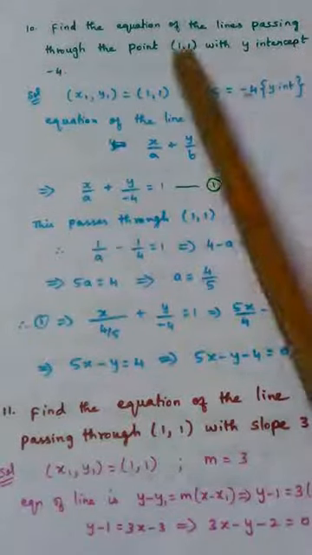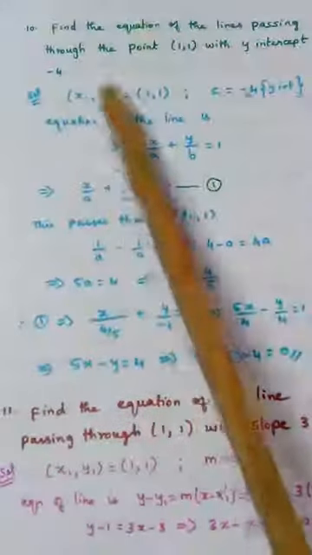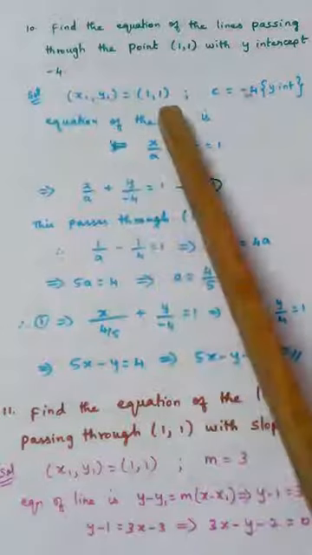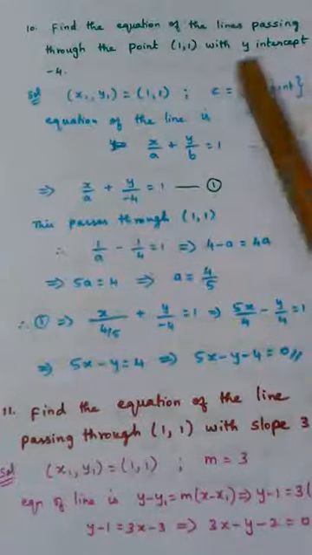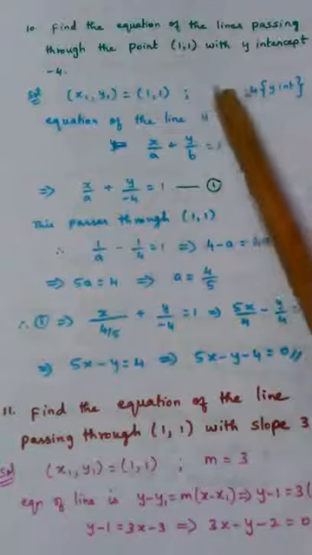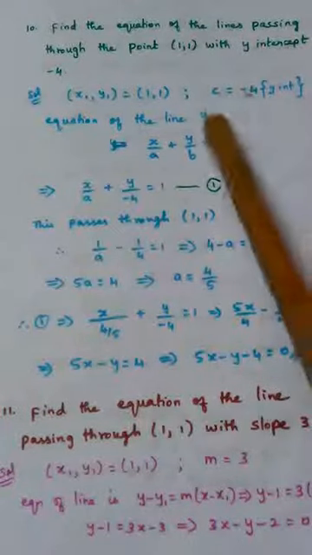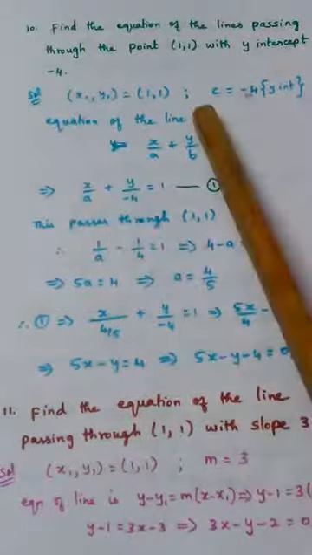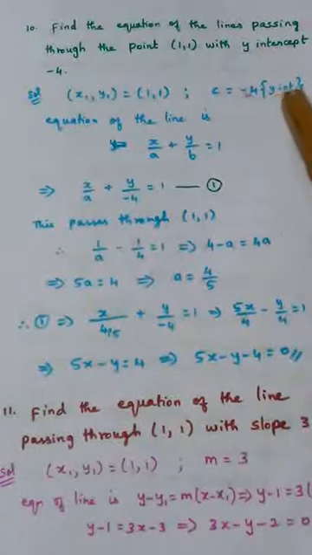So what I'm going to do is, since this is the point, I'm going to take that as x1, y1 equal to (1, 1). Y-intercept usually we give the symbol c. This is our wish, we can give any symbol. Y-intercept means c. It is given as minus 4, so c equals minus 4. This is called the y-intercept.